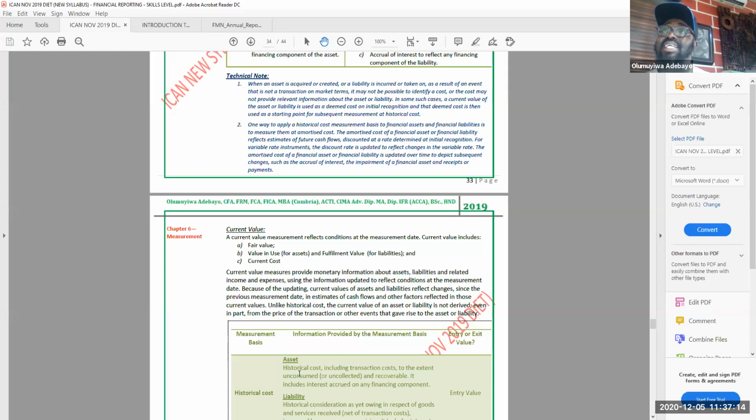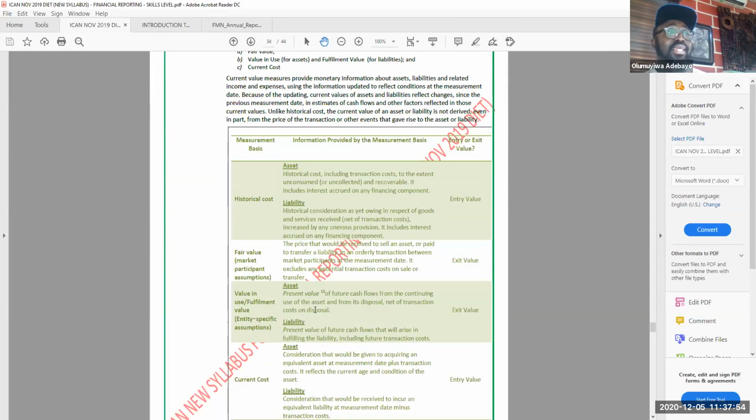Now, the last one is current value. Current value, more or less, is an entry value, synonymous to fair value, but fair value is an exit value. Exit value means the price that you pay to settle your liability, or the price you receive to sell your assets at a measurement date among market participants. But replacement cost is an entry value, which means the price you pay to replace your asset with one in similar condition to the old asset. Do you get what I'm saying now? Okay, and we're going to see that as time moves on.